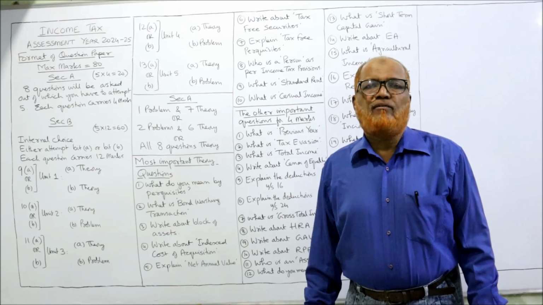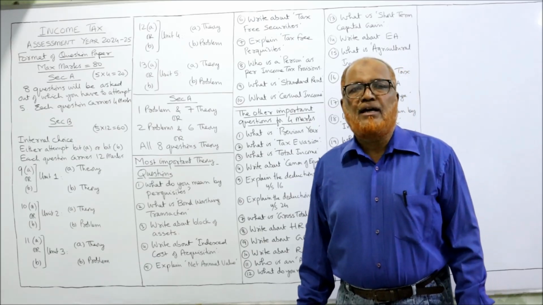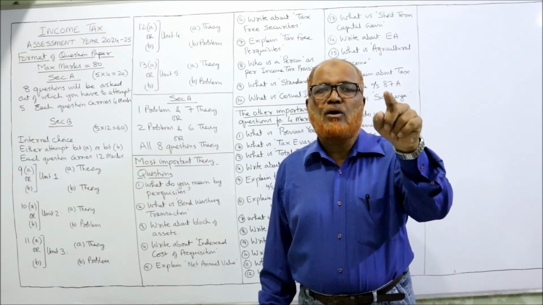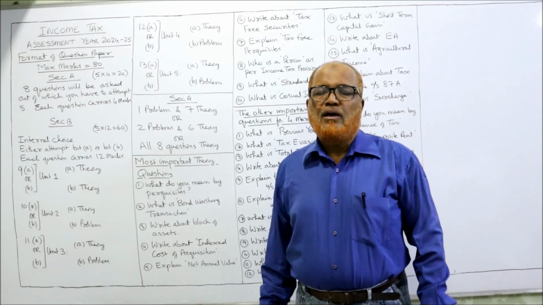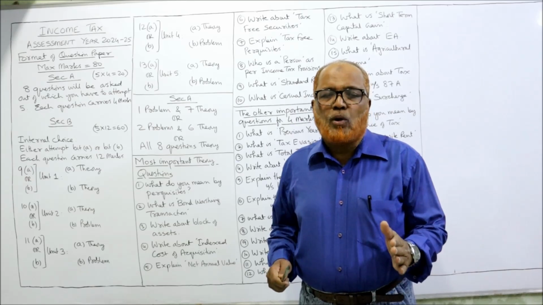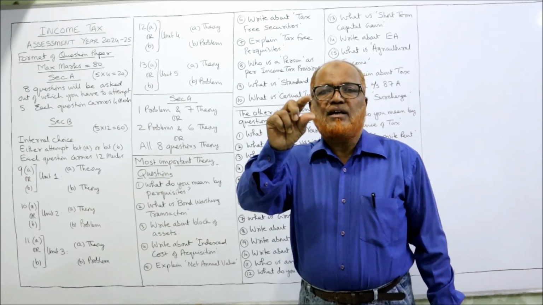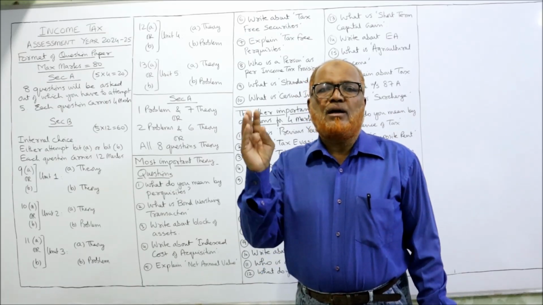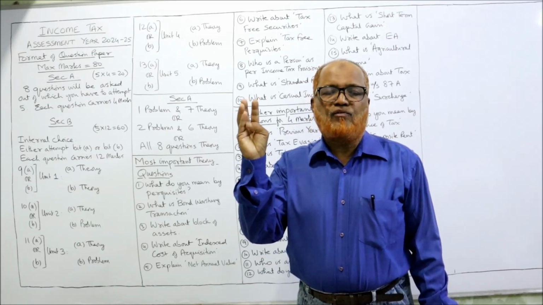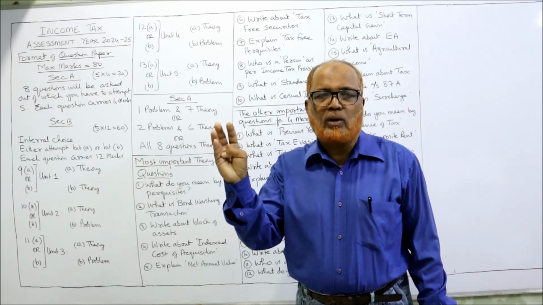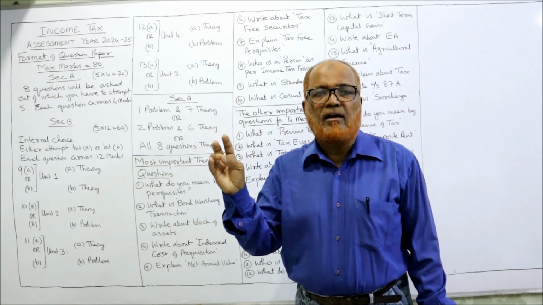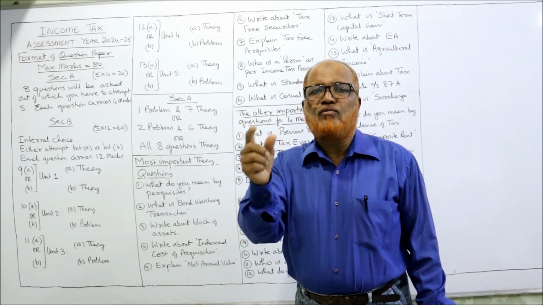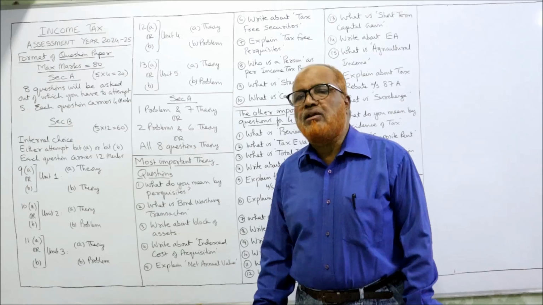The net annual value, NAV, we get by deducting municipal taxes from the gross annual value. In computing the income from house property, first we calculate the gross annual value by considering the municipal rental value, fair rental value, actual rental value, standard rental value. By considering all these 4 rental values, we calculate GAV, gross annual value.